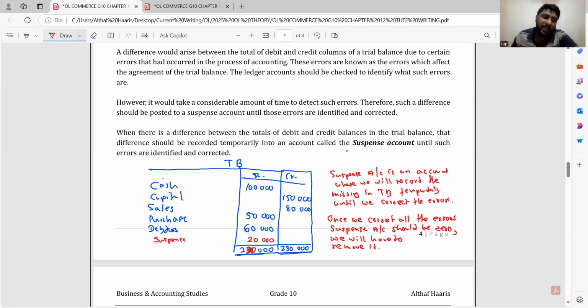So that's what here I have given, Lamai. When there is a difference between the total of the debit and the credit balances in the trial balance, that difference should be recorded temporarily into an account called suspense account until such errors are identified and corrected.